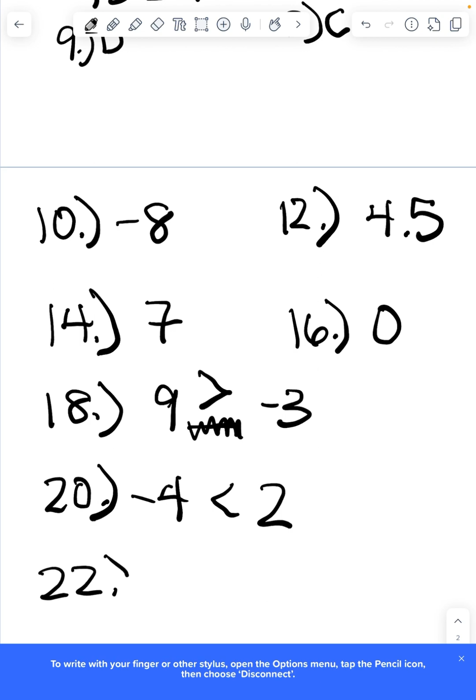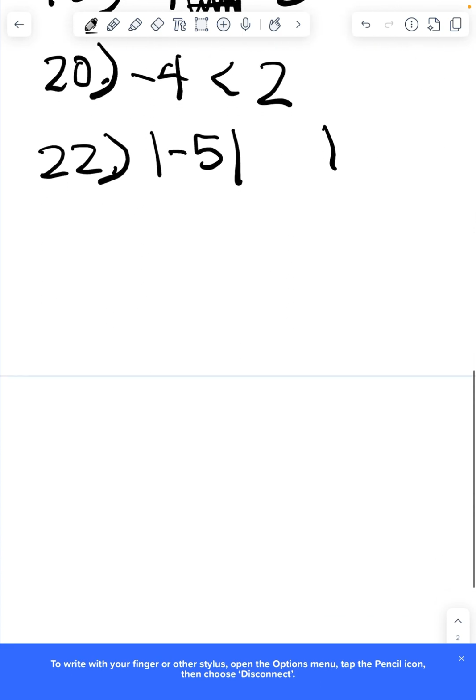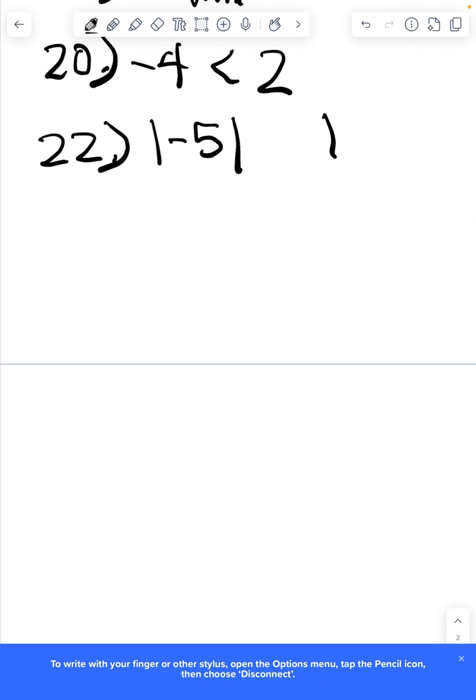Number 22, absolute value of -5 compared to 1. This one might be a little tricky considering that they've got the negative in there, but remember you're comparing the absolute value of -5, which is actually 5. So you're comparing 5 to 1, which means your answer is greater than. Down to number 24.